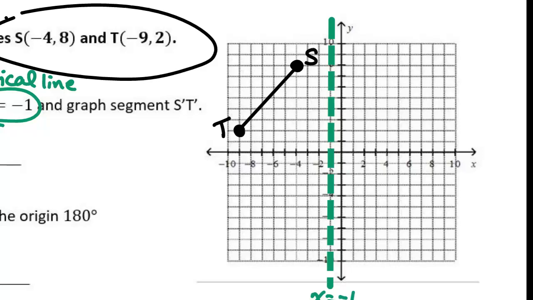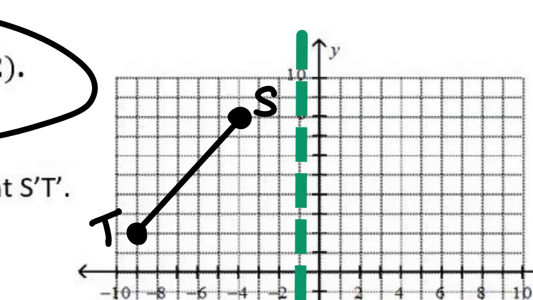How do I get the reflection now? What do I need to do so that it looks like I could fold it on that dashed line to get my other line segment? We're going to count the distance away. We're going to count how many squares away each of those points is. So how many squares away is S from that vertical line? Let's see. 1, 2, 3. So on the other side, 1, 2, 3. Right here is my point S prime.